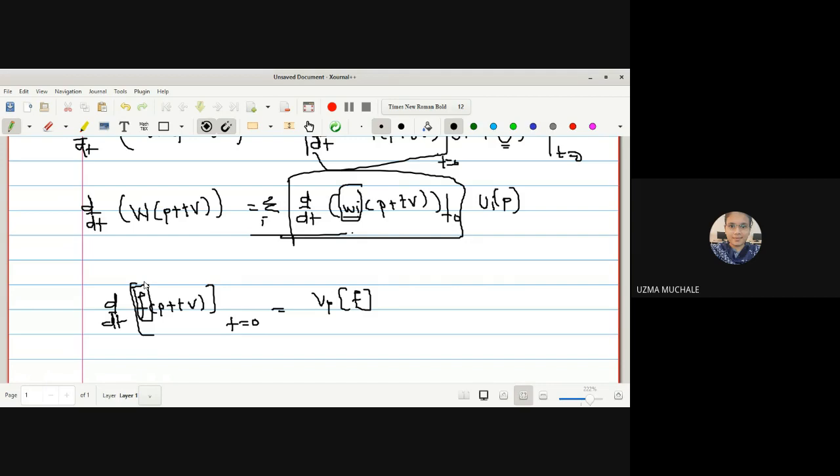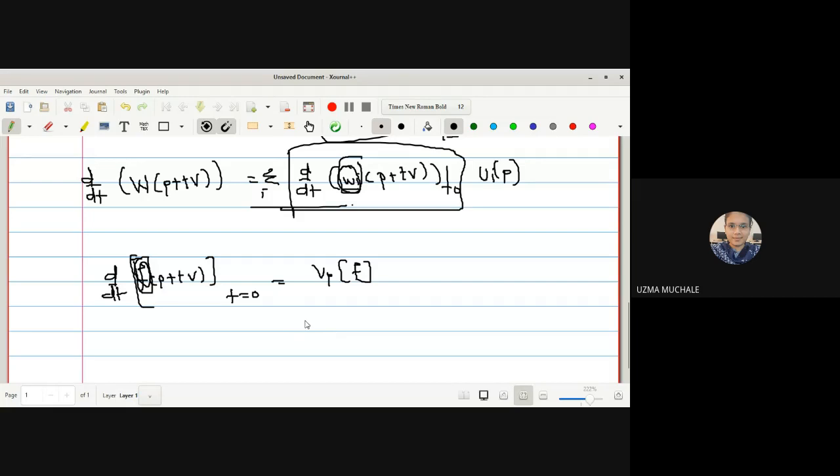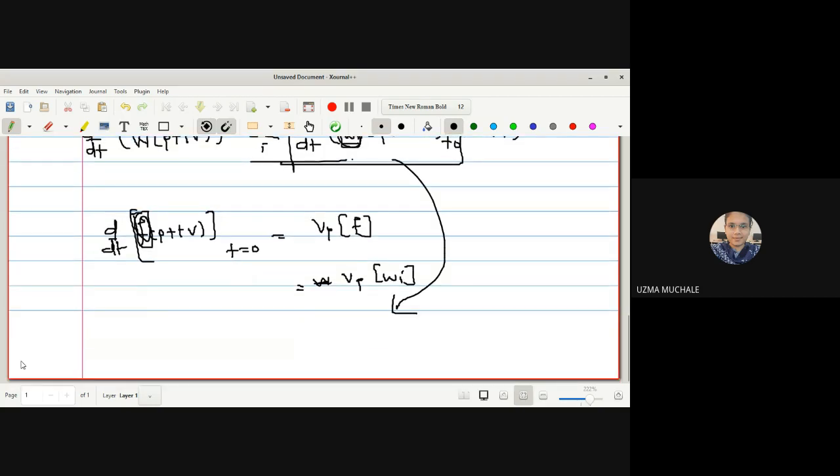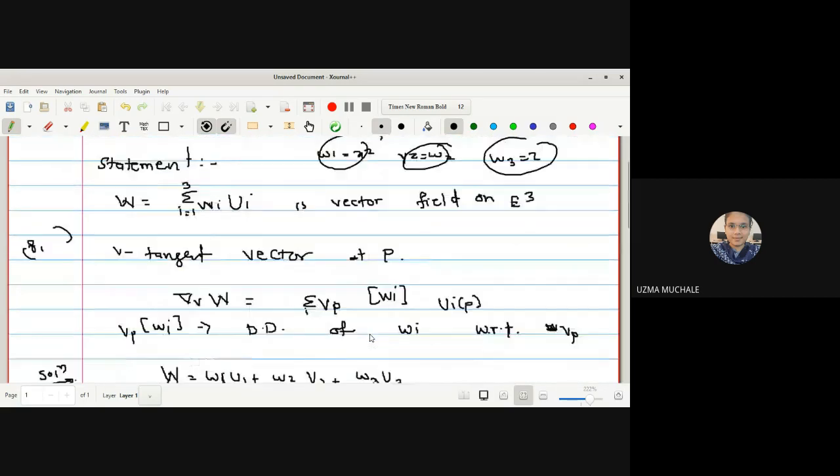Okay, let it be, what you should write down here. If you can see here f is there, here it is W. So what is the difference? Where there is f, you have to write W. So what will be the resultant? Vp Wi. Okay, so instead of this I can write now here the summation over I as it is, and Vp directional derivative of those Wi, the functions involved in your vector field, and this Ui of P as it is. Okay, so hence the result. This is what our aim was to prove, no?